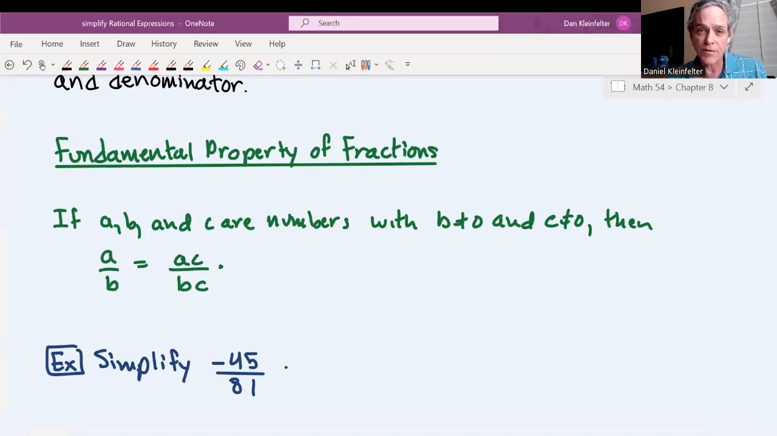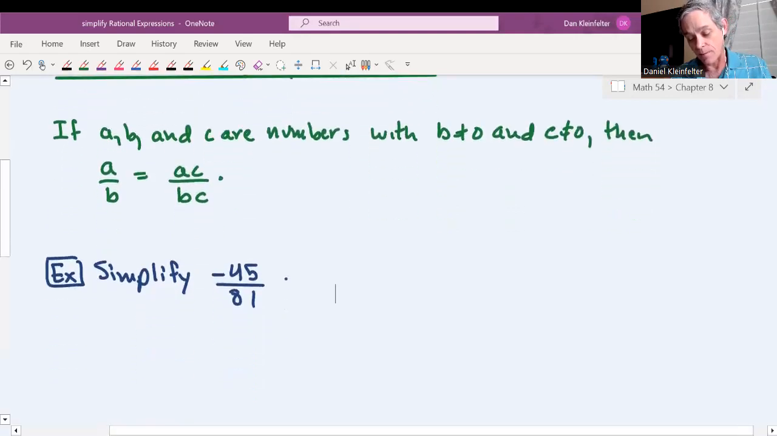And what it says, here it is all in symbols, is if you have a fraction, you can multiply the numerator and denominator of that fraction by a number c, without changing its value. If you read instead right to left, you can divide the top and bottom of a fraction by the same non-zero number and get a fraction with the same value. So we use that to help us simplify fractions.